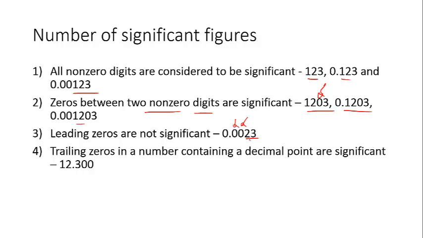And fourth, the last rule, trailing zeros in a number containing a decimal point are significant. So 12.300 would have five significant figures, and that's because these trailing zeros after the decimal point here are considered to be significant. So this number would be precise to 5 digits.